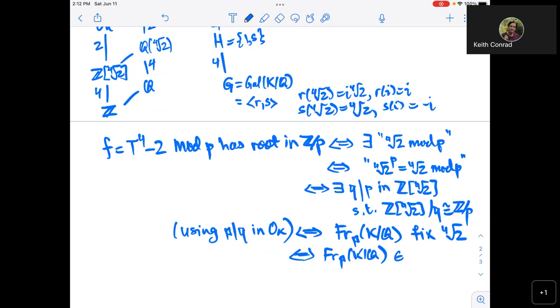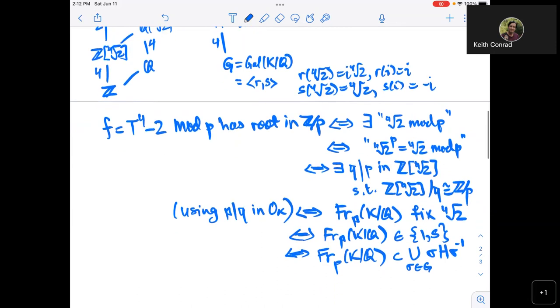And so this element in the Galois group of K over Q should be 1 or S. Now, if you change the prime ideal, you conjugate the Frobenius element. And so if you want to make this a more intrinsic thing about the prime number in the bottom, its Frobenius conjugacy class should belong to the union of the conjugates of the subgroup H that fixes the fourth root of 2, 1 and S.